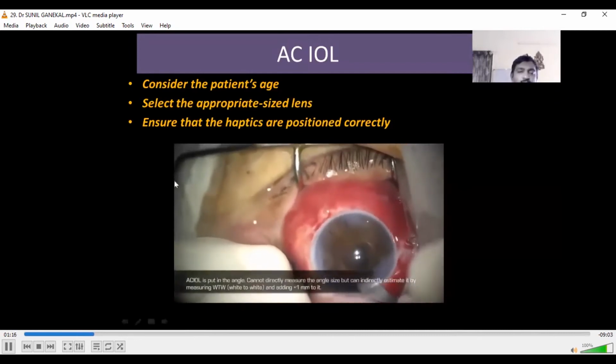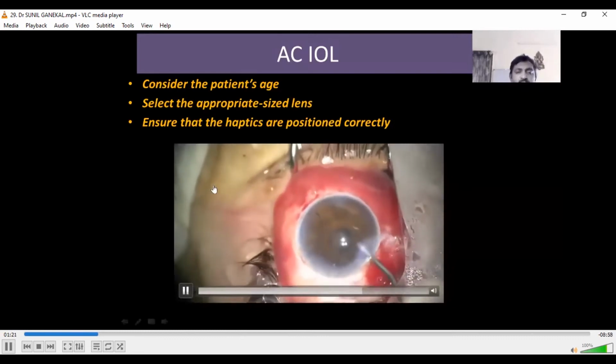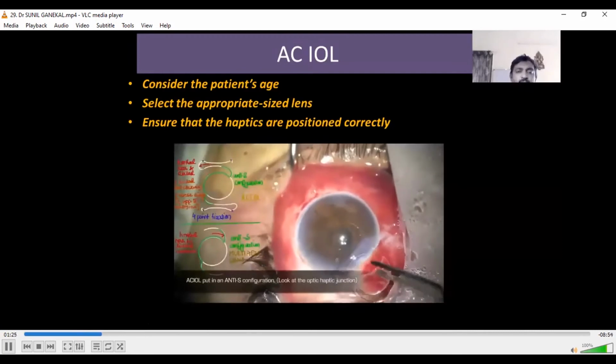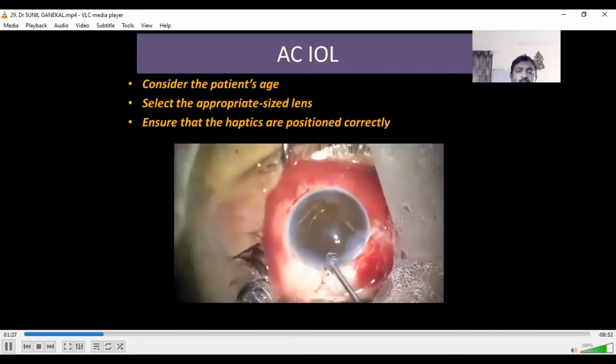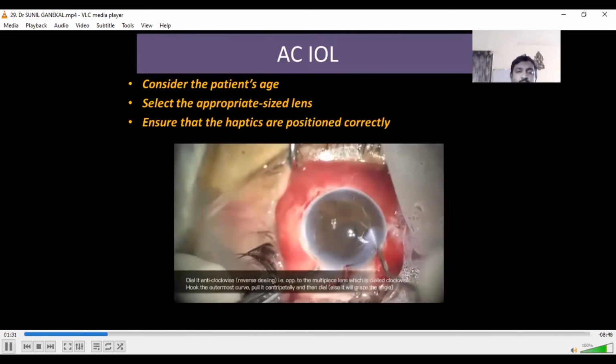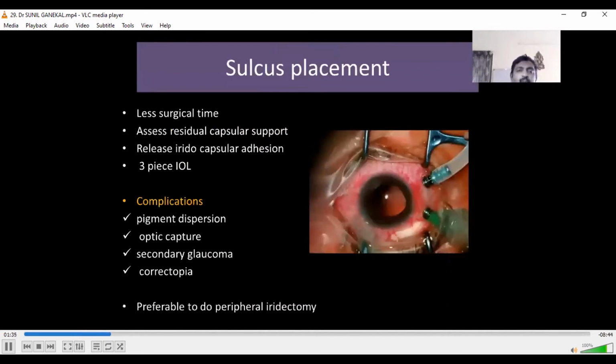Typically, the orientation of this IOL is in the form of an anti-S or a reverse S-shaped, which one should look for, as shown in this picture. And once you have put that, you can dial the IOL anti-clockwise, unlike other IOLs, and place it in the angle support. You can place it and suture the clear corneal wound if required.